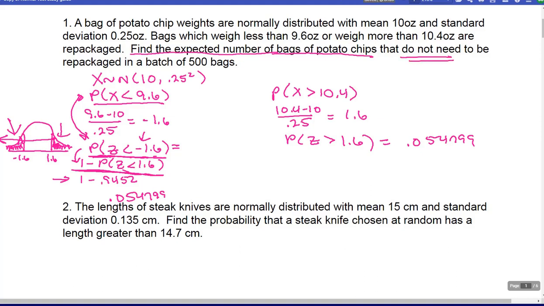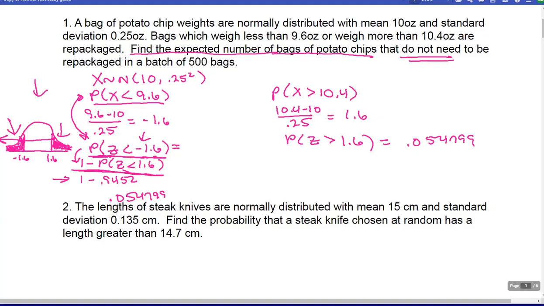So in my picture right here, where are chips getting repackaged? In the other sections, when they're too big or when they're too small. This is when they get repackaged. This part here in the middle is when they don't get repackaged. Does that make sense? Okay, yeah. Now what I want to know is the area in the middle, because that's when they don't get repackaged.